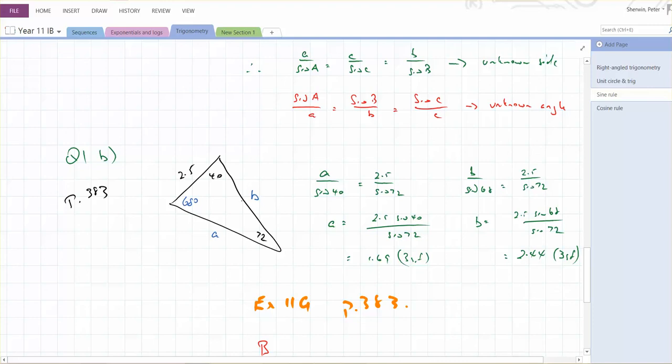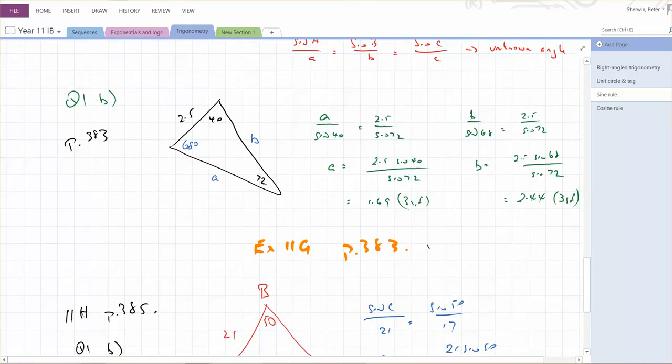Similarly for B, B over sine 68 will equal, let's go back and use 2.5 over sine 72. So B is equal to 2.5 sine 68 over sine 72, which is 2.44. Exercise 11G is yours to do now from the work requirements. Question 1 ACE, question 2 and question 4.